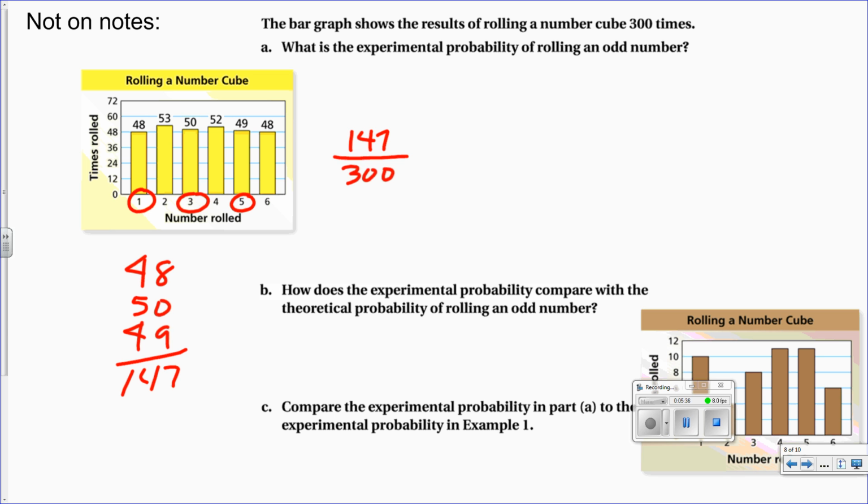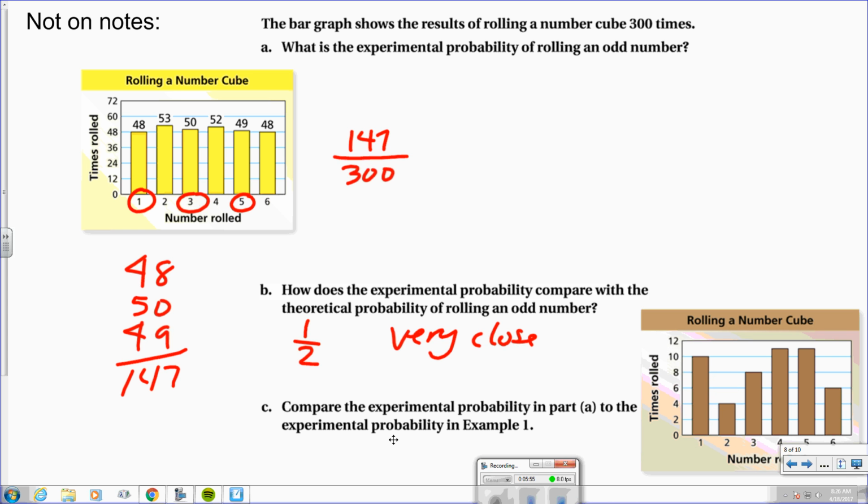150 would be half. So how does experimental probability compare with the theoretical probability of rolling odds? We know the theoretical probability is 1/2. So we would say it's very close. Now it also says here to compare the experimental probability in part A to this experimental probability. Now part A, I've got it here so we remind ourselves. When we talked about it before, rolling an odd number, we had 10 plus 8 plus 11, which was 29 out of 50.